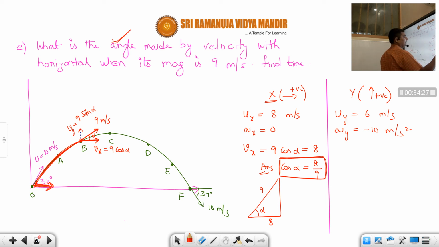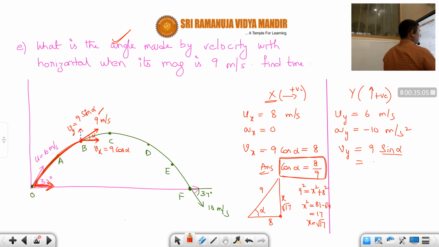Now we know uy, ay, and Vy also we can get just now. Vy is how much, students, from the diagram? From this diagram we can say 9 sin alpha. Now how will you get sin alpha from this triangle? This is 8, this is 9. Suppose this is some x. If you apply Pythagoras theorem, 9 square is equal to x square plus 8 square. So x square is equal to 81 minus 64, so I think you'll get something around 17. So x is equal to root 17. This side is root 17.